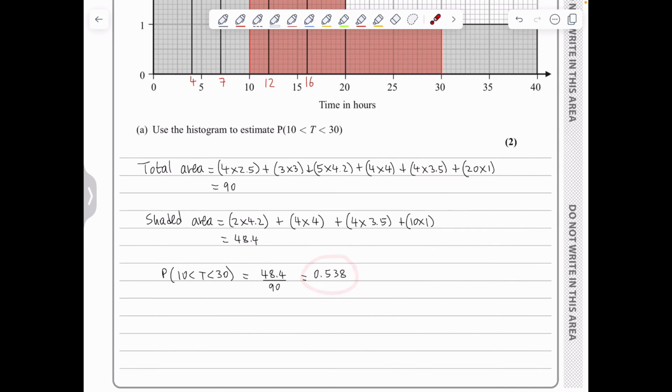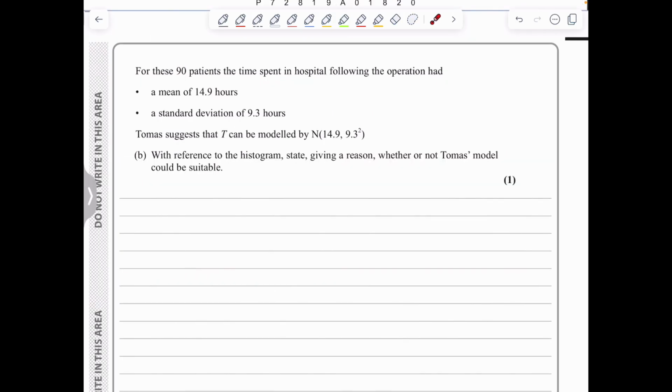Now, for these 90 patients, the time spent in hospital gave a mean of 14.9 and a standard deviation of 9.3 hours, and Thomas is suggesting a normal distribution with the corresponding parameters, and with reference to the histogram, we need to state, giving a reason, whether this model could be suitable.